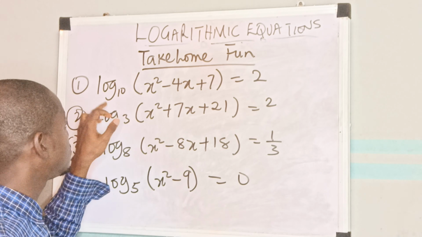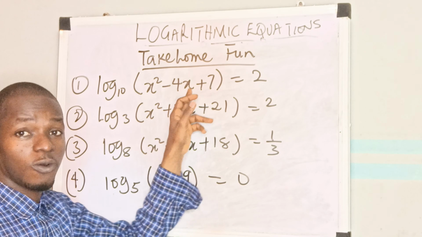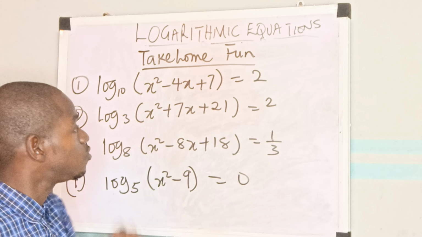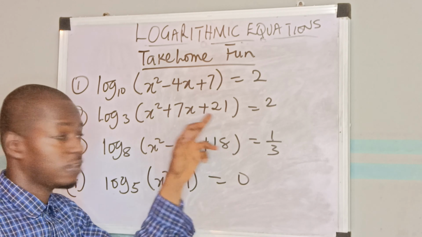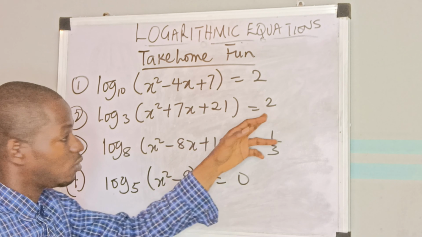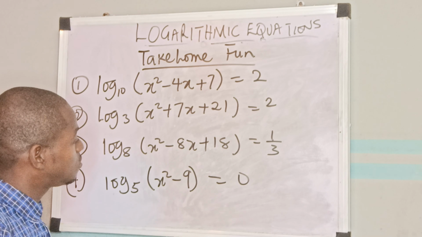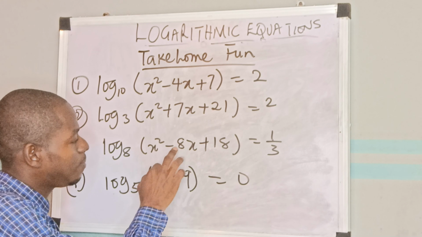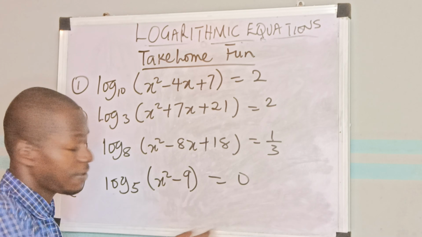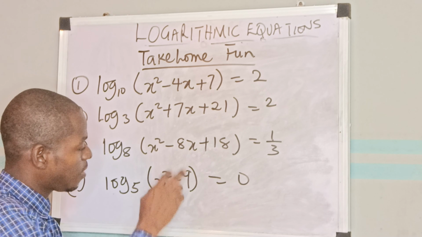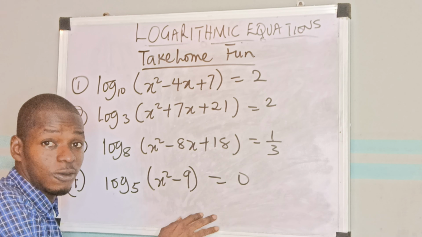The first one says logarithm of x squared minus 4x plus 7, base 10, equals 2. The second one is logarithm of x squared plus 7x plus 21, base 3, equals 2. The third one says logarithm of x squared minus 8x plus 18, base 8, equals 1 over 3. And the logarithm of x squared minus 9, base 5, equals 0.